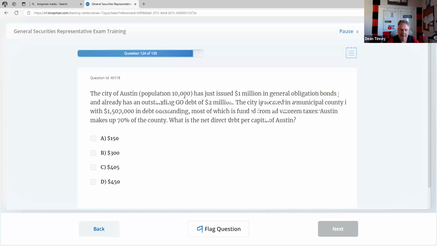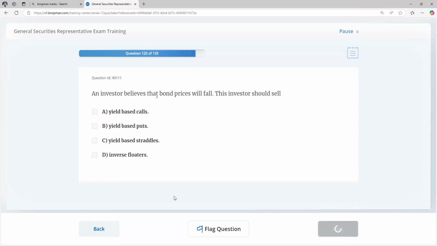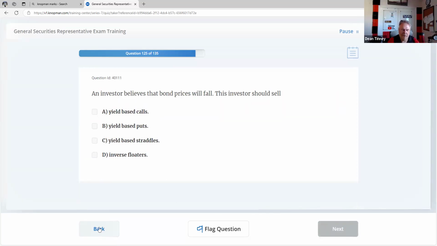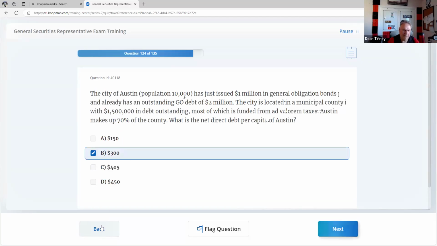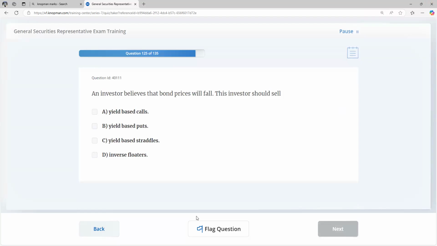But what we would have done is add the 1 million and 2 million, so 3 million divided by 10,000 population. Then we would have taken 70% of the 1.5 million and divided by 10,000. It would have given us one of these answers, but who cares? Assign it to the gods. I'm with you. I guess B, and assign it to the universe. So remember, that's when we have no clue and we're just going to guess. We're going to guess B. We're going to assign it to the gods.